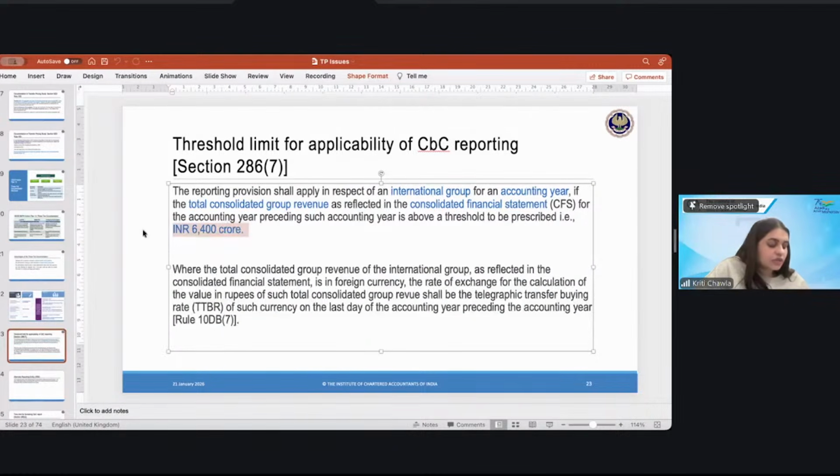Meaning, from our example's perspective, if India, China, Germany, and UK all put together have group revenue, as reflected in the consolidated financial statements, exceeding 6,400 crore rupees, then CbCR will be applicable. And it also talks about the rate of exchange, which is provided here in Rule 10DB, Sub Rule 7.